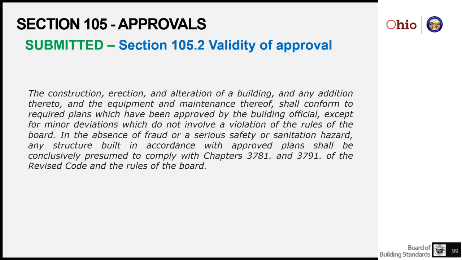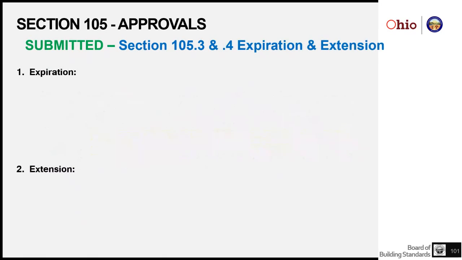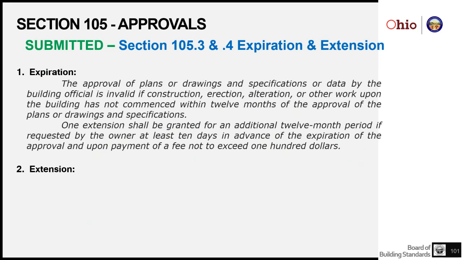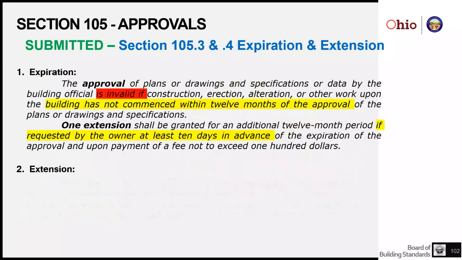So, validities of approvals. Approvals have validity that basically, in the absence of fraud or serious hazard, any structure that's built in accordance with the approved plans is conclusively presumed to comply with the statutes and the rules of the board, the building codes. There are expirations and extensions for those approvals, and they are different. An approval can expire. It becomes invalid if work is not commenced within 12 months of the approval.